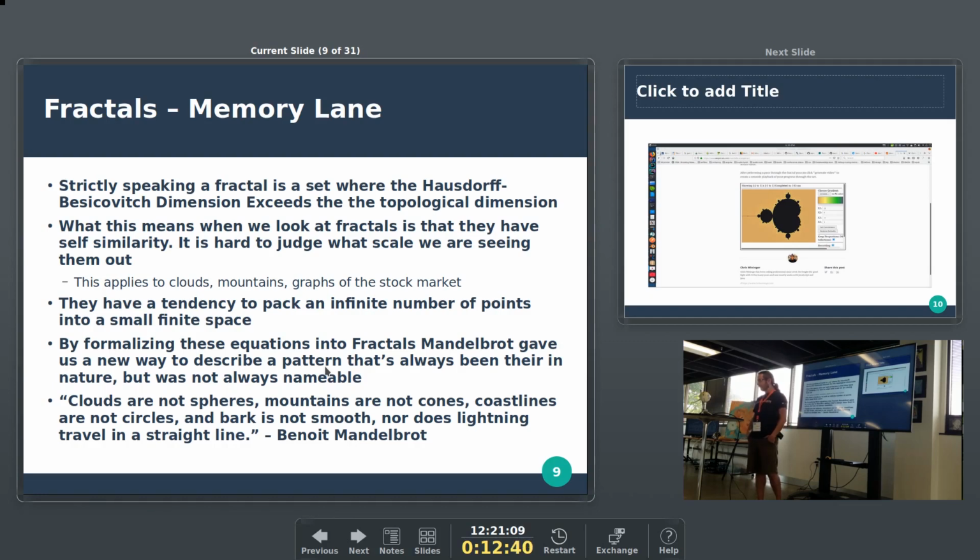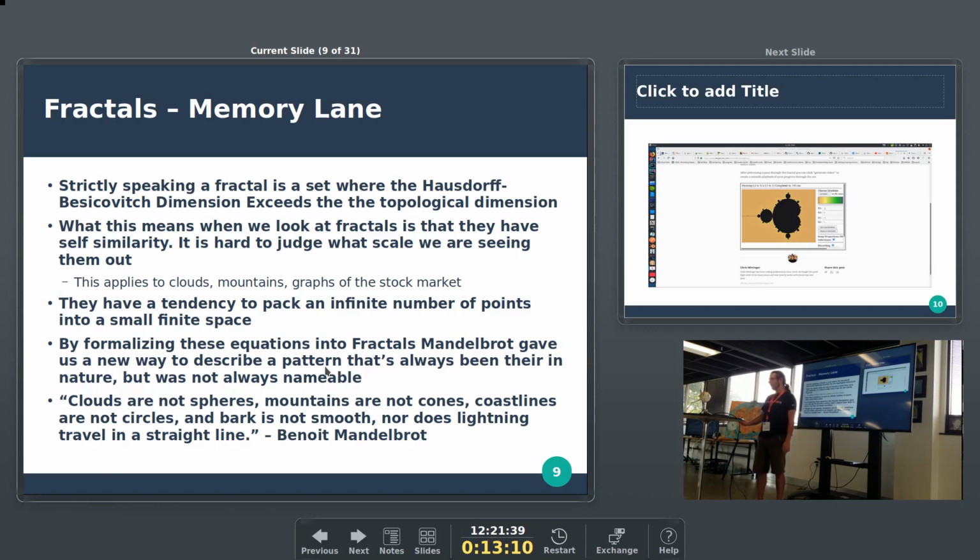So I think the cool thing that Mandelbrot did by formalizing these equations under the term fractal is he gave us a new way to describe patterns that have always been there in nature, but that prior to that were unnameable, that we didn't know how to think about in a related way. So again, coming back to that point about art, it's really helping to enlighten us to a new aspect, a new principle of nature that we were missing before.